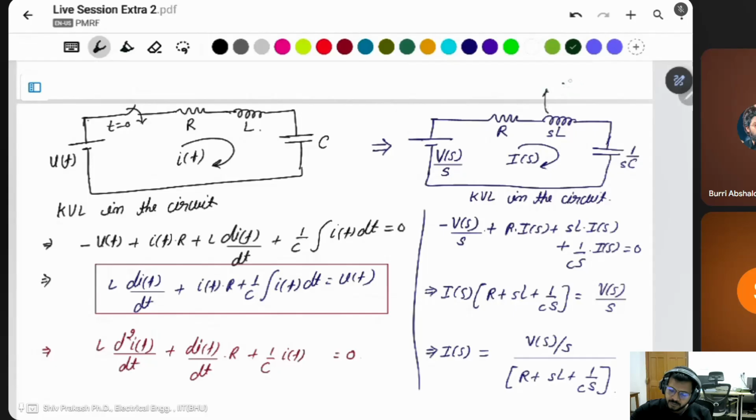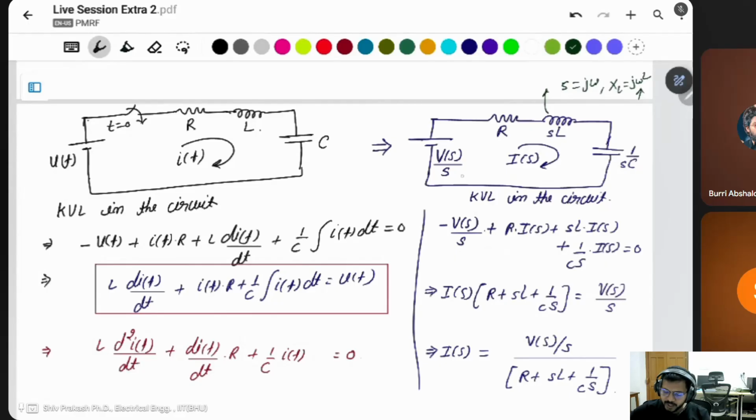You know about XL, which is written as j omega L. That's why in place of j omega, we can simply replace it with the Laplace S. So it is SL, and the capacitor is written as 1 by SC. Then you simply use the KVL.